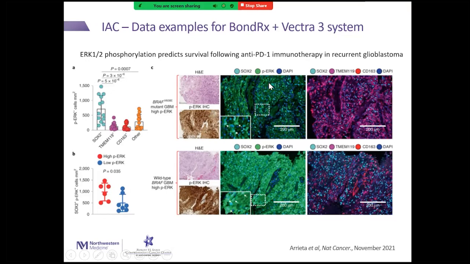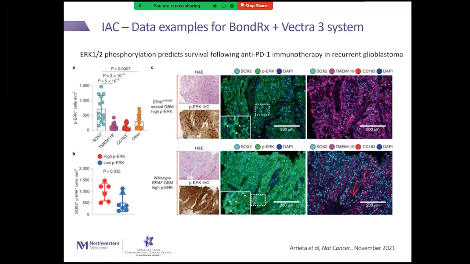So you can see the image here, and this data was quantified from these images. And similarly, they wanted to see differences between the SOX2 PERK co-expressing cells in high PERK and low PERK tumor cohorts. So that also they saw, you'll see high PERK in this high PERK expressing tumor cohort.